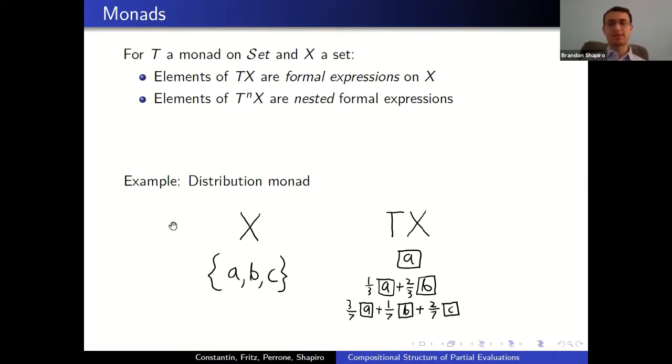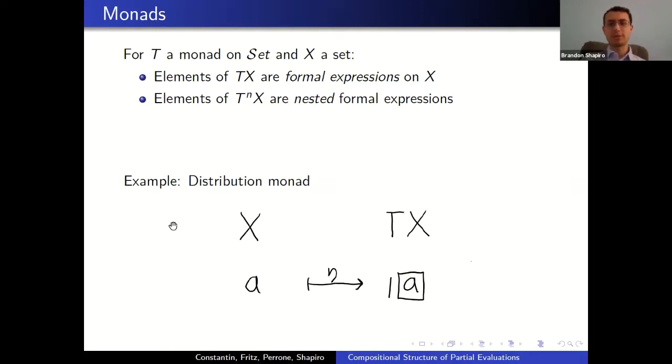This is a good chance to illustrate some of how this notation works. For the unit of our monad, for every element A of our set X, we get a formal expression just by drawing a little box around it. For this monad, we also add a coefficient of 1 to the outside. For the free monoid monad, you wouldn't; you could just have A in the box.